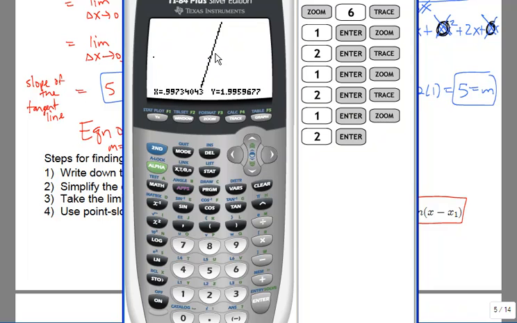Now this property of a function being able to zoom in on it enough times so that it eventually becomes linear is something called being locally linear, and that's a good property for our functions to have because that means they will have tangent lines and tangent line slopes.